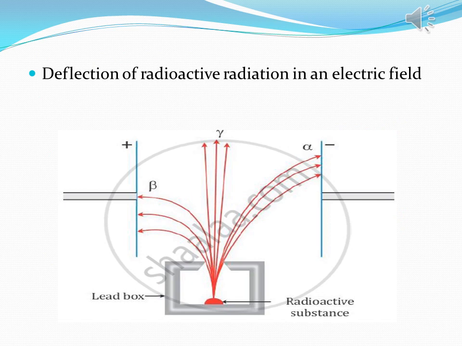On further investigations, these radiations were found to be of three types: positively charged, named as alpha particles, negatively charged, named as beta particles, and neutral or uncharged, named as gamma radiations. The substances which emit these radiations were called radioactive substances.